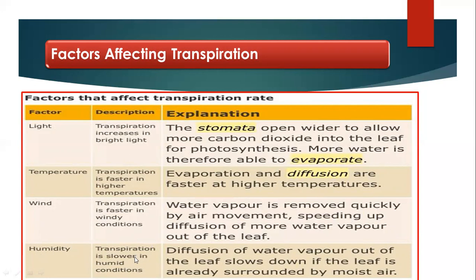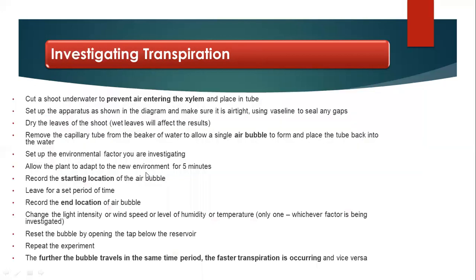So transpiration is lower if the humidity is high. Humidity is high, transpiration is slow. Diffusion of water vapor out: because humidity is high, it means that there is more water potential in the air around the plant. If this water potential is more than the water potential in the leaves, there will be no transpiration. The curves of these four factors we will take after some time.